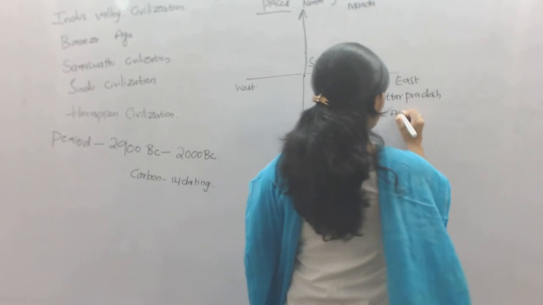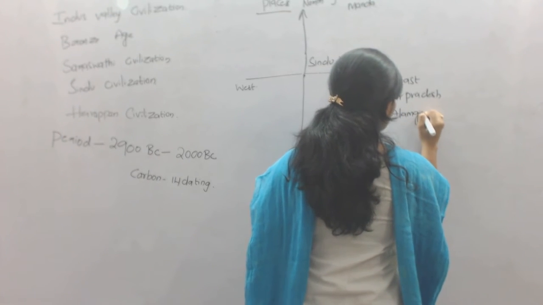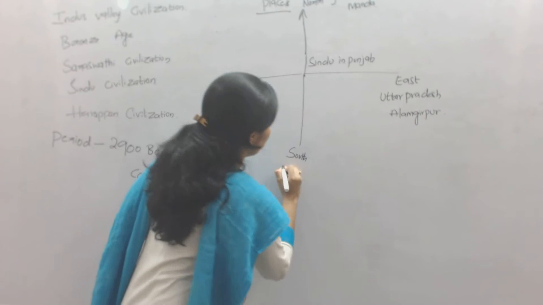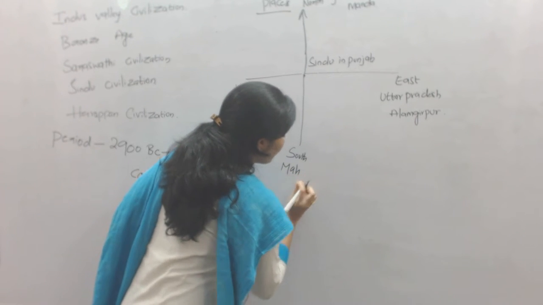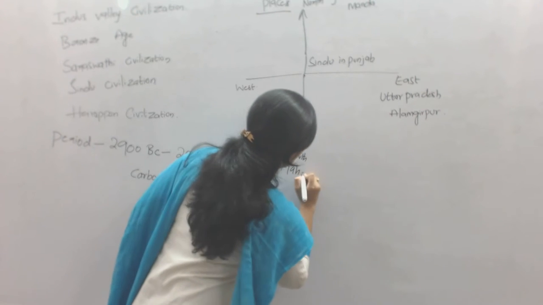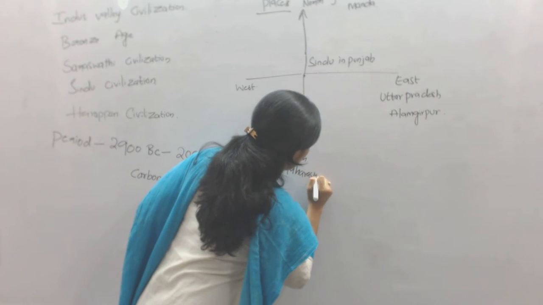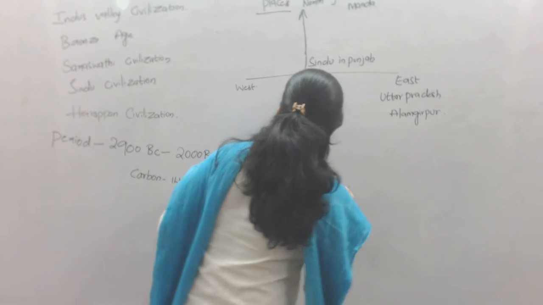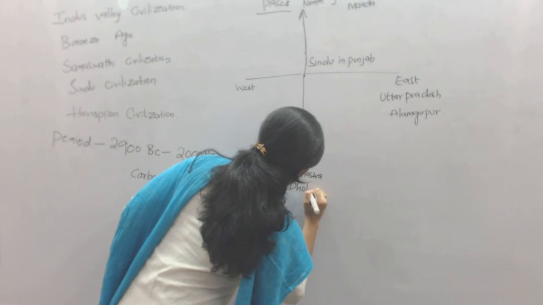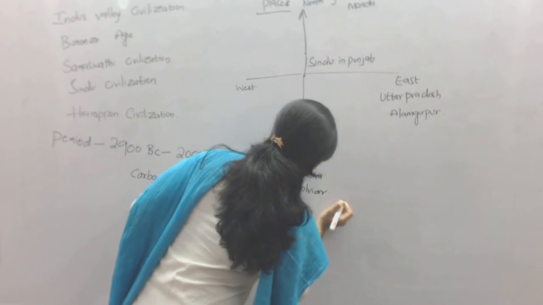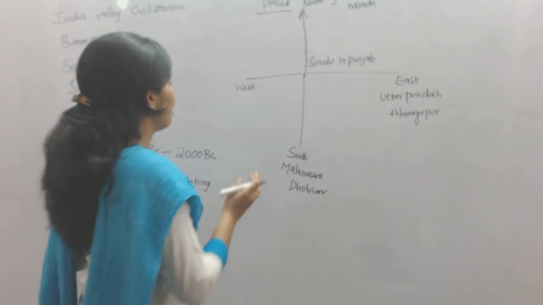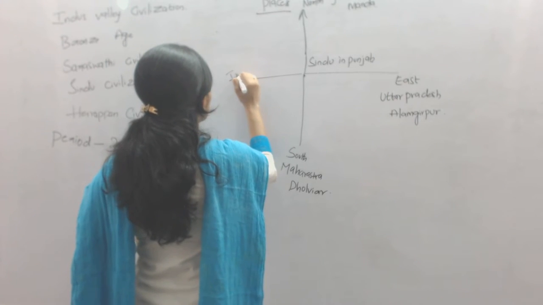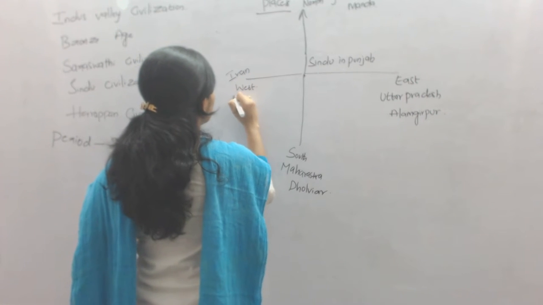Name called Alamgirpur. And in south, it was extended till Maharashtra. Before it was Gujarat, and now you can find it in Maharashtra in some places. In Dolvir, and in west you can see Iran or Sutka Jindaro.